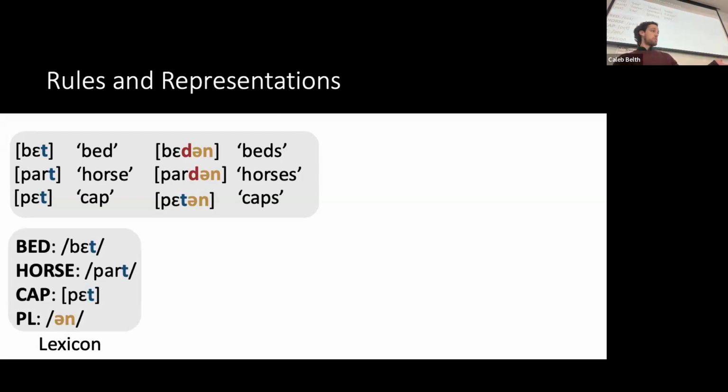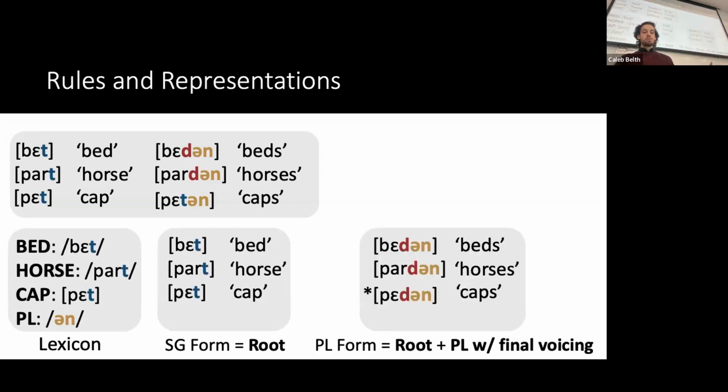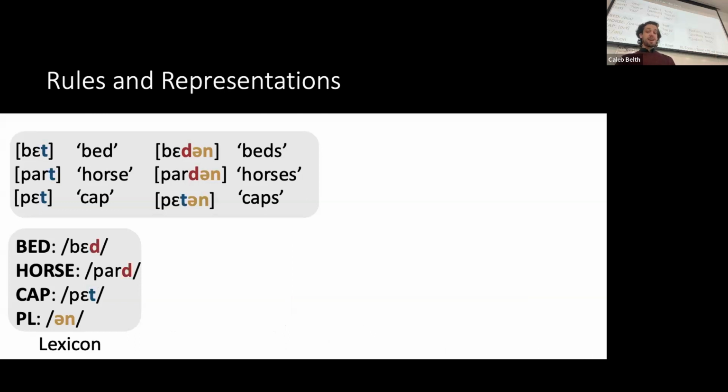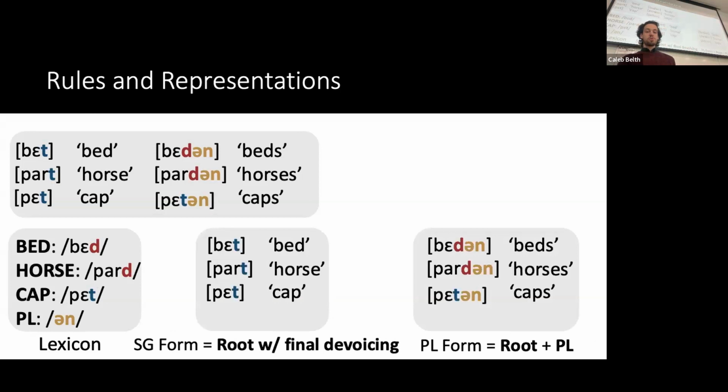And then schwa n would be the plural form, in which case the singular form is just the root, and the plural would have to be the root plus voice the final obstruent in the root. But that's not going to work for pedon, which is peton in the data. So we could go down another route and hypothesize that actually the roots are their forms in the plural. And then the singular would have to be the root with final devoicing, and the plural would be the root plus schwa n. Okay, so this analysis would work.